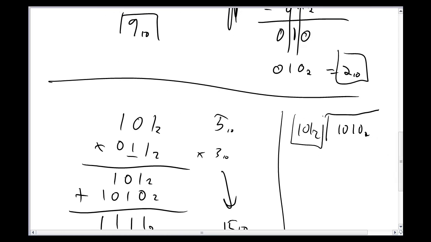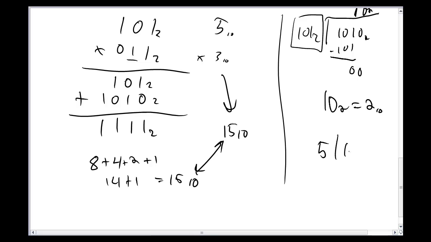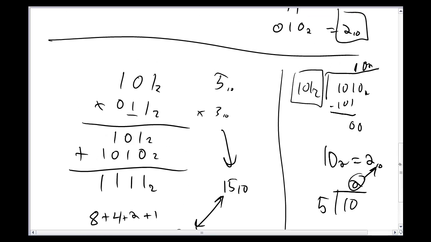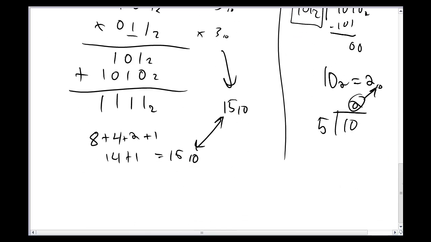I look at this, 101 happens one time, and then 101 goes into here 0 times. And remember, the number 10 in base 2 is going to equal 2 in base 10. And that's exactly what I'd expect if I did 10 divided by 5. So division also works just as you would expect it to. So that is the operations in binary for addition, subtraction, multiplication, and division.